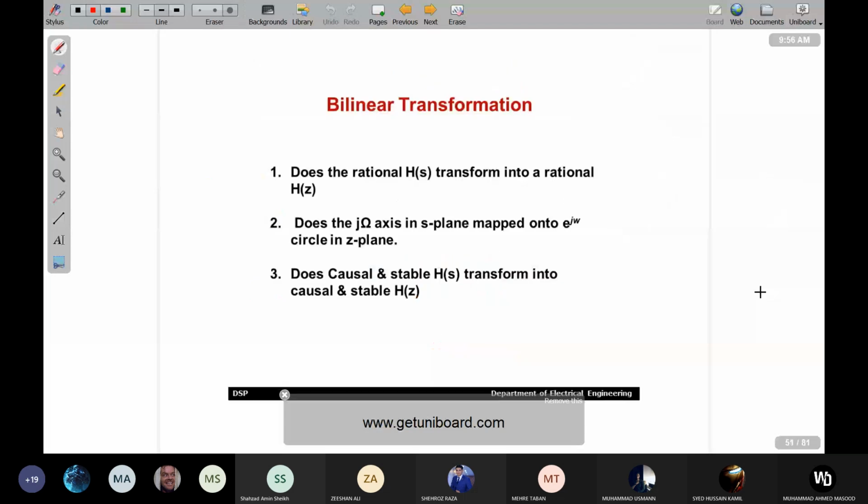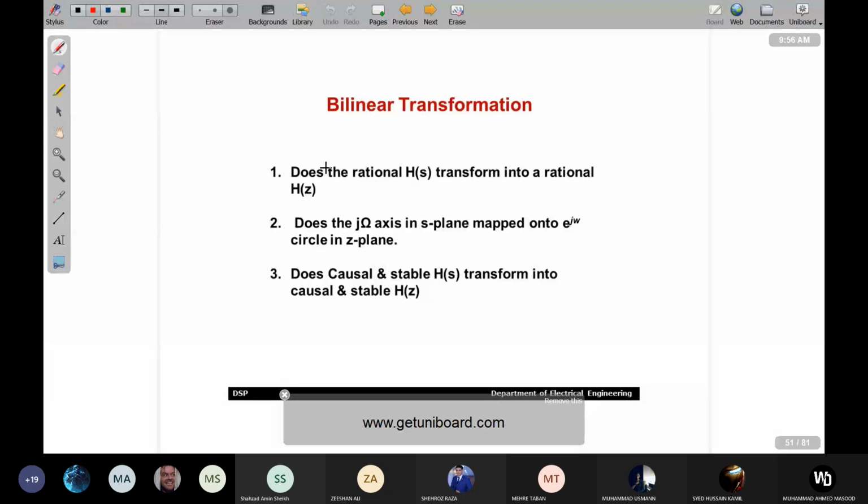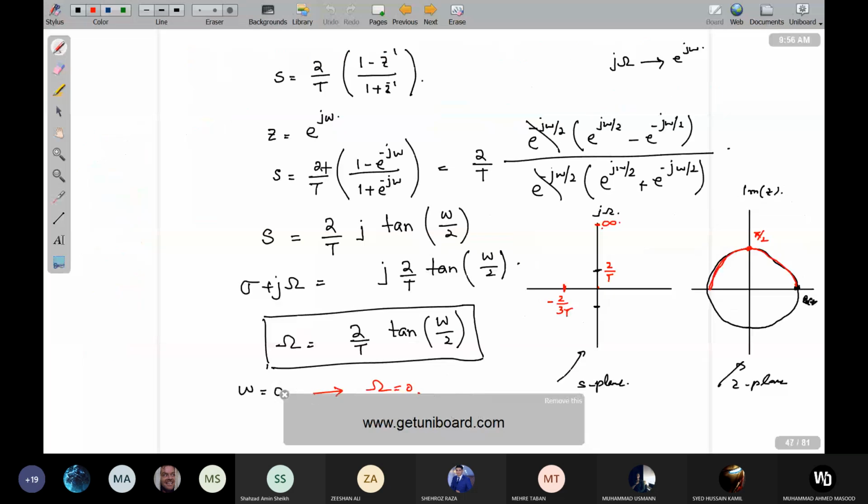So these are the things which you already know. Bilinear transformation, so this is the transformation now. Omega, as we have already found out, is equal to 2/T tangent omega by 2. That's your transformation. In impulse invariance, your transformation was capital omega equal to omega, keeping T equal to 1. Here again, if you keep T equal to 1, your transformation is omega equal to 2 tangent omega by 2. It's a non-linear transformation. So let's see how the things are working.